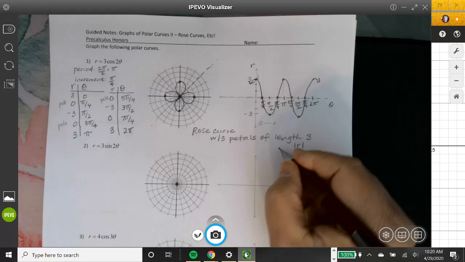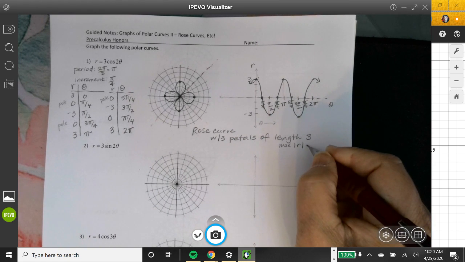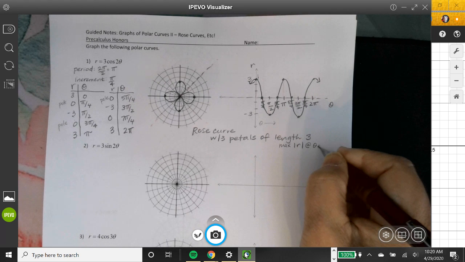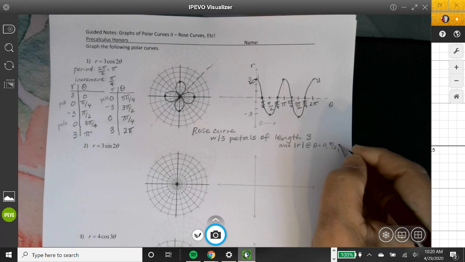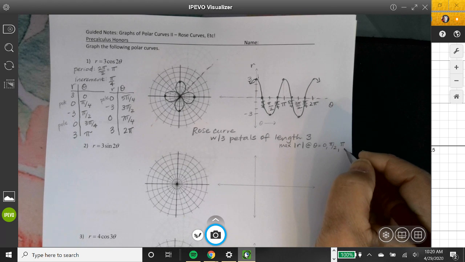So the maximum R occurs at theta equals, what is it, 0, pi over 2, pi, and 3 pi over 2. I'm running out of space. How's that for trying to squeeze it in?